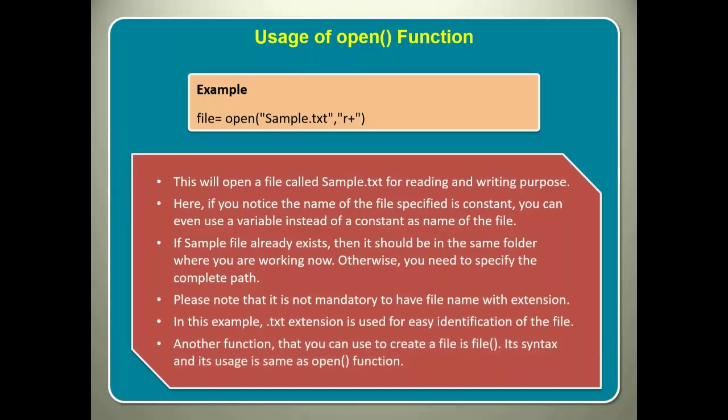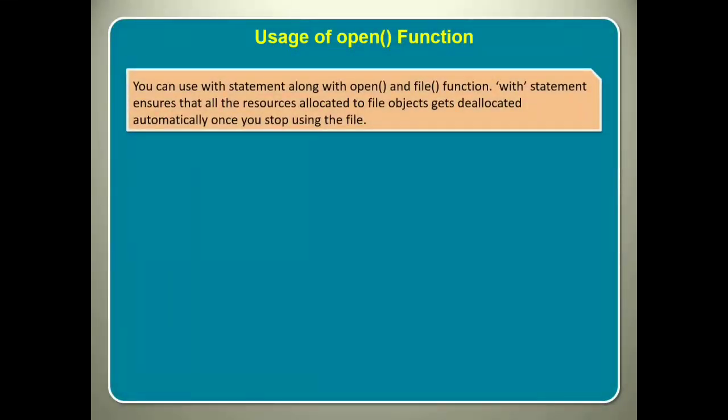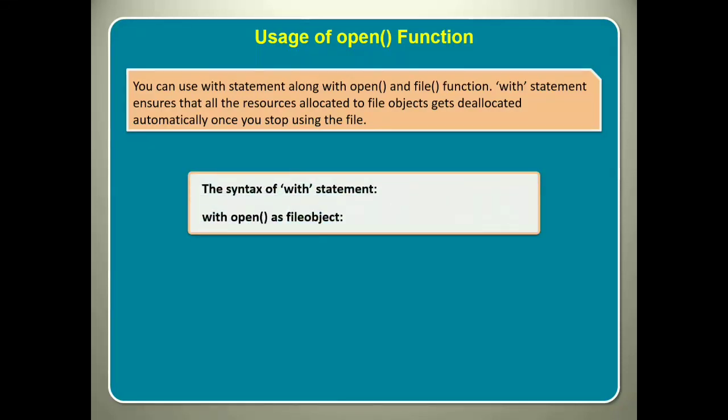Another function that you can use to create a file is the file function. Its syntax and its usage are the same as the open function. You can use the with statement along with the open and file functions. The with statement ensures that all the resources allocated to file objects get deallocated automatically once you stop using the file. The syntax of the with statement is: with open(...) as file_object. Here is an example.